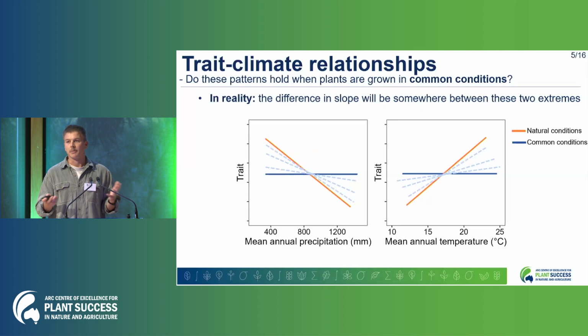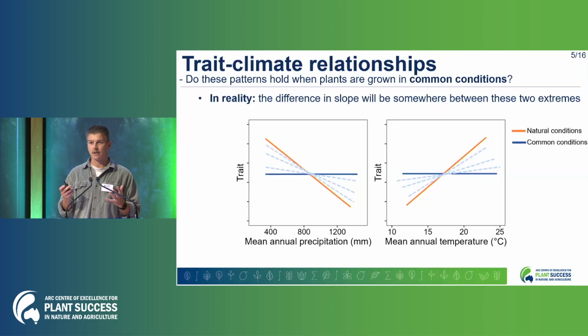And in reality, we'll probably actually see something in between these two extremes. Calculating the delta slope on standardised data is just a way that we can determine how labile or conserved these different traits are relative to one another.